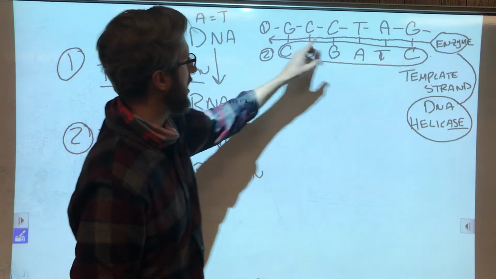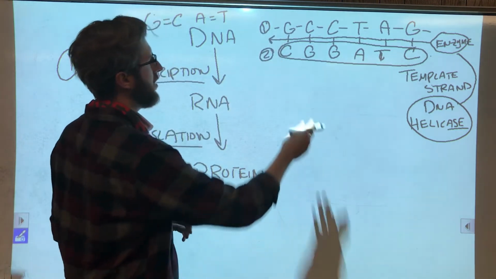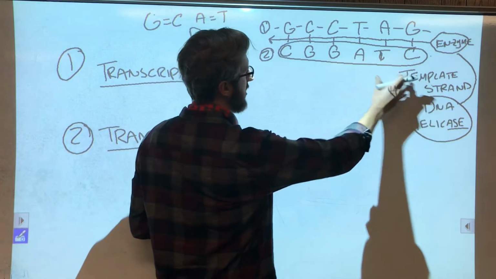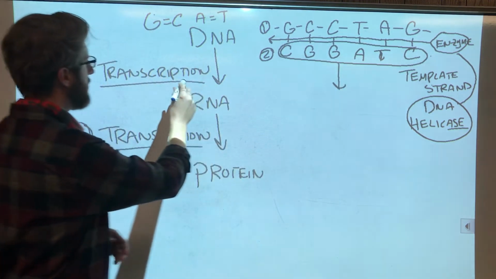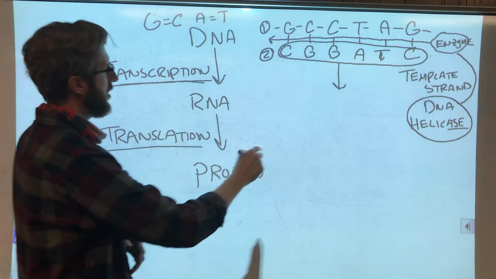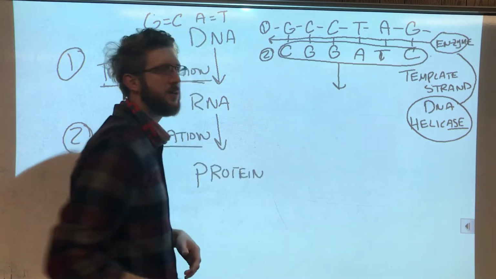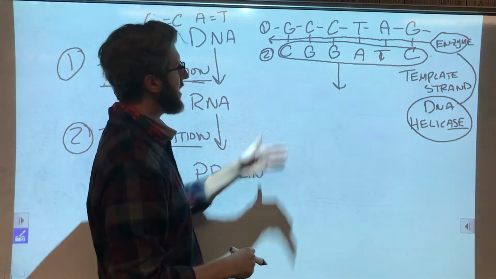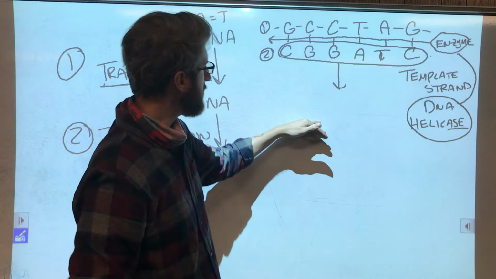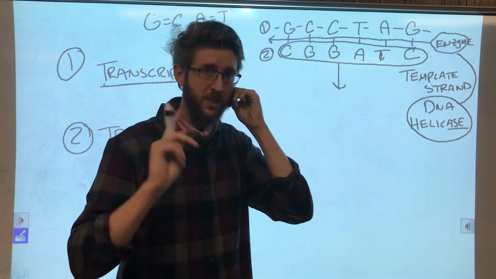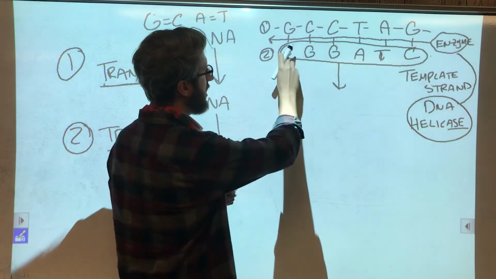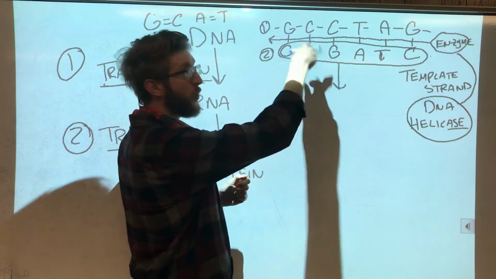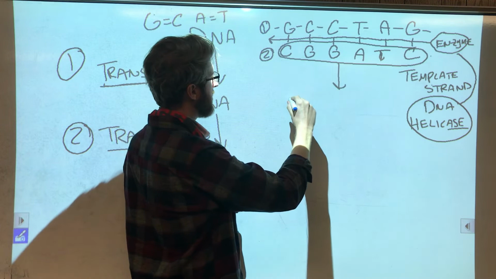This enzyme comes down and it separates these two strands, and then we take the template strand and we're going to rewrite that with transcription into a strand of RNA. But what does that look like? Well, it's not an exact copy. We follow the base pairing rules again. So across from a C, the C is going to be rewritten as a G.